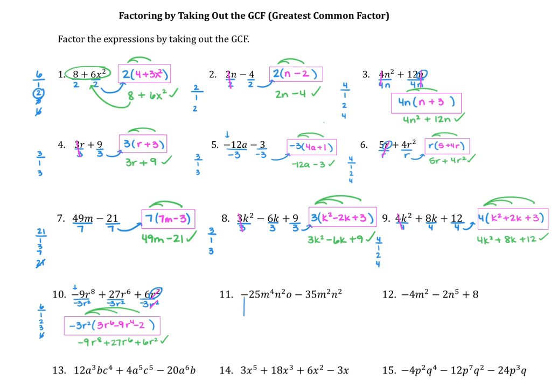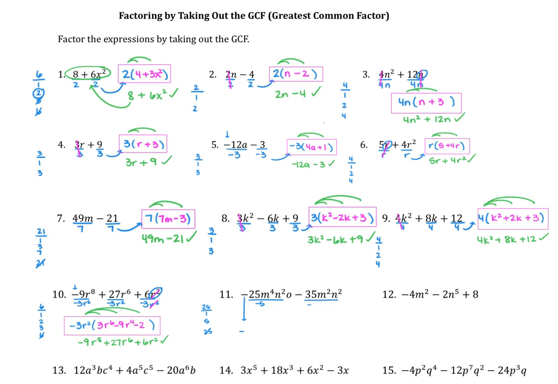All right, number 11. Remember, the first term is negative, so we know that has to be part of my GCF. Now I'm going to take my smaller term, 25, and I'm going to list its factors. I have 1 and 25 and 5 times 5. 25 does not go into both of those. 5 does. So that's going to be the value I divide by.